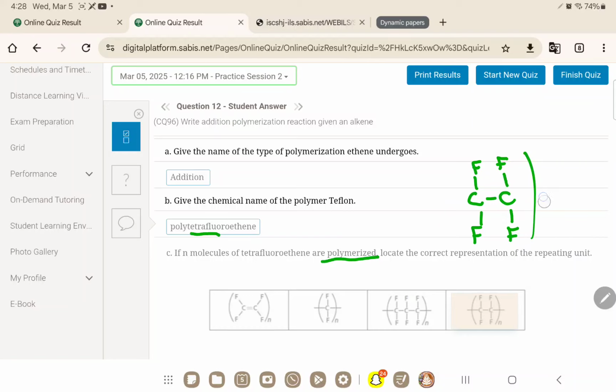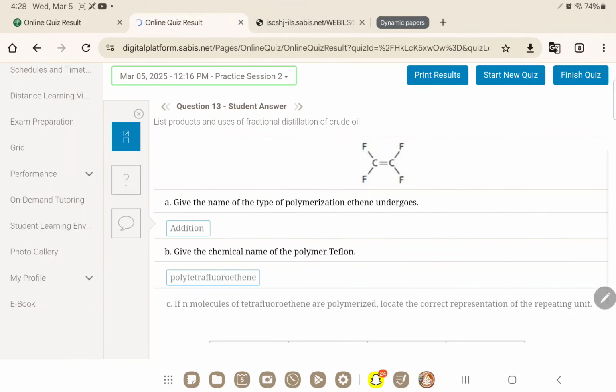So I'm going to repeat. Tetrafluoroethene is like this. To make it a repeating unit, you remove one of the bonds, you're breaking the double bond, it becomes a single bond, and you're adding 2 bonds to the side. You're adding your 2 brackets and the n. This is a repeating unit. Now, moving on.